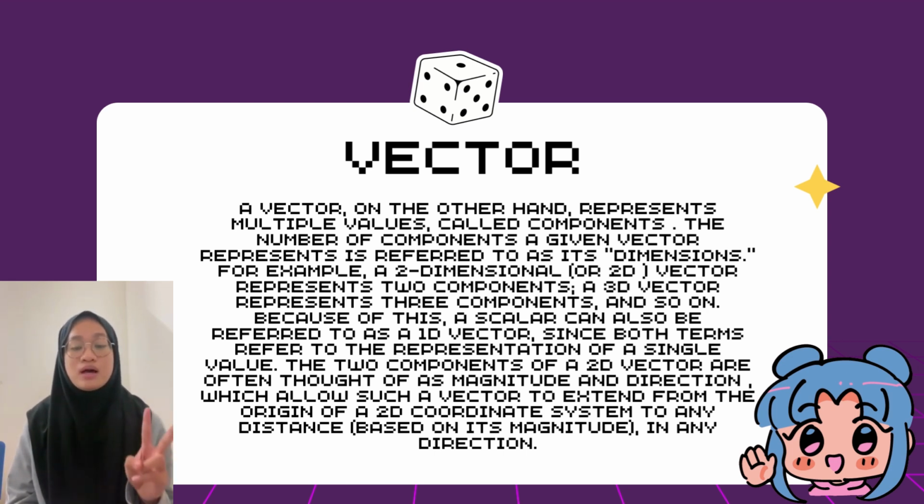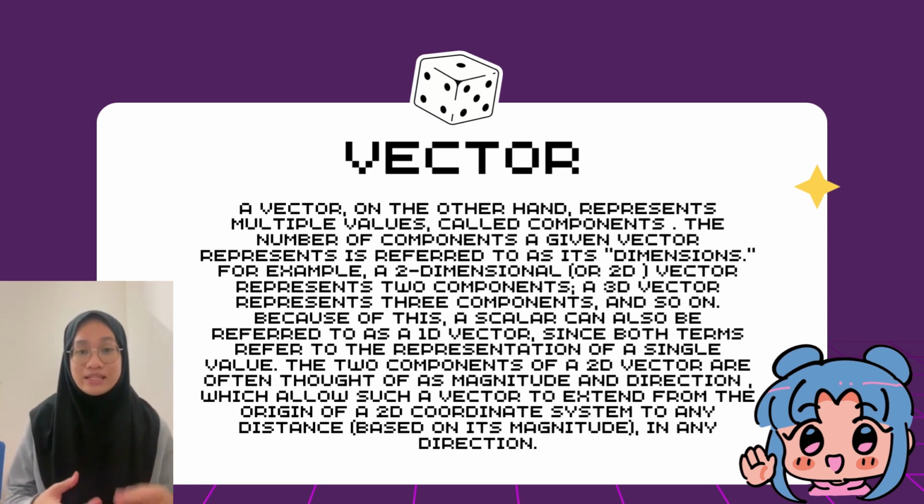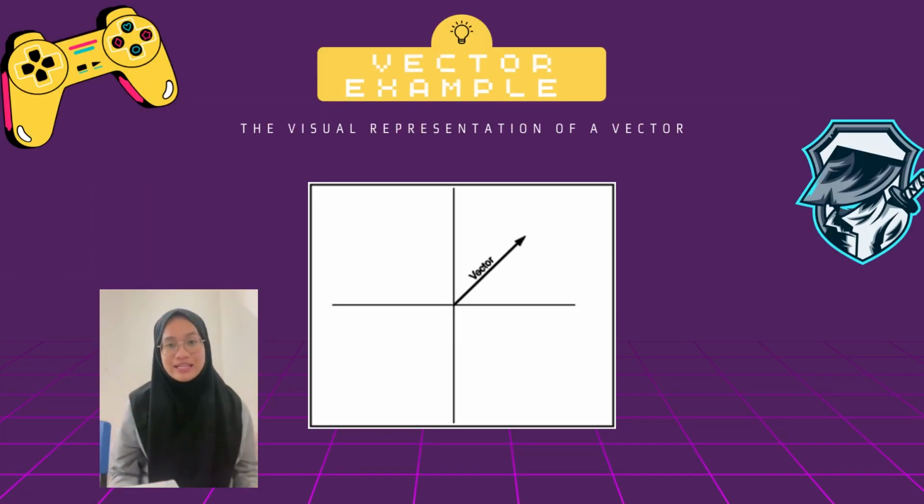The 2 components of a 2D vector are often drawn as magnitude and direction, which allows such a vector to extend from the origin of a 2D coordinate system to any distance, based on its magnitude, in any direction. The values are very handy when working with more complicated physics. You can add them, subtract them, and even scale them. This can help you figure out things such as the physics involved in a simple game of pool.